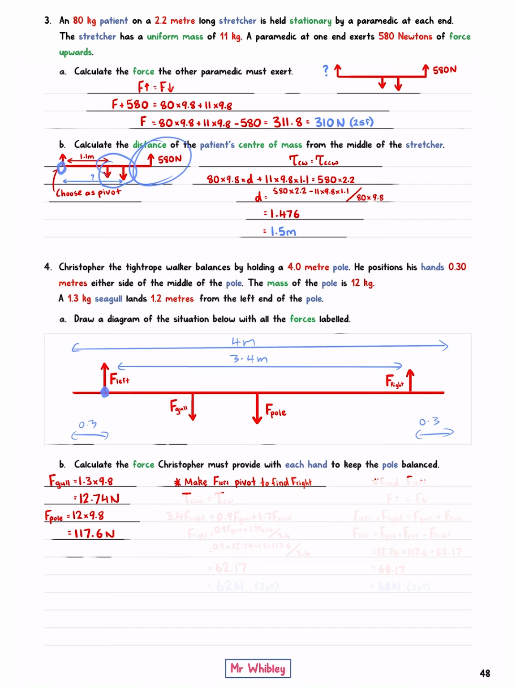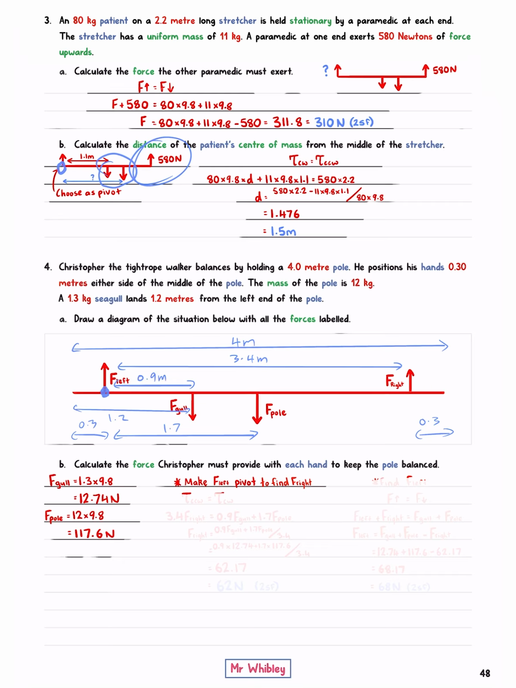The middle of 3.4 is 1.7, and so we know that that is the distance to the middle of our pole, where the gravitational force of the pole acts. And we're told that our gull lands 1.2 meters from the end. 1.2 minus 0.3 gives us that it's 0.9 meters from F left.